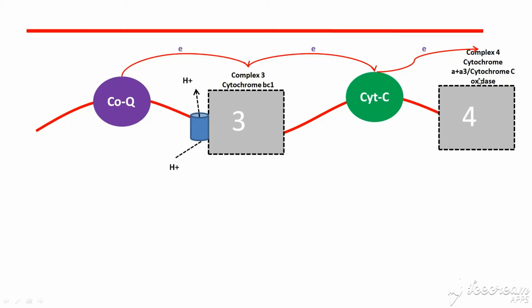Now, of course, when complex 4 gains that electron, it's going to enter a high energy state and it's going to start pumping all these hydrogen ions. Now, the last step in the electron transport chain is that complex 4 is going to give its electron to oxygen. Now, when an electron binds with oxygen, in addition to hydrogen, it's going to form water. And this is going to be the last step of the electron transport chain.